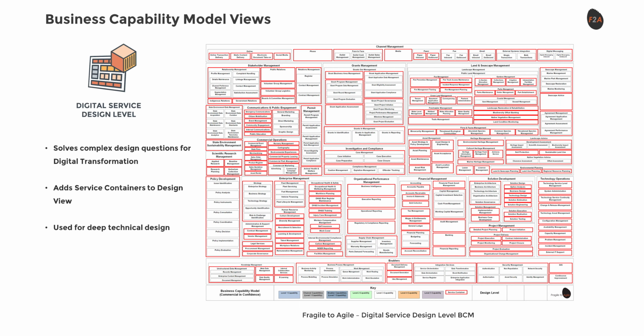Fragile to Agile capability models, because of the rigor we applied to their development, uniquely support the development of one further, more detailed design model, what we call a digital service design model. This level adds service containers to the model to answer the key deep design considerations for a digitally transformed organization. For example, what is the right granularity for a service? Where does the boundary between process design and service design lie? This level of the model turns answering these questions from an obscure art form to an engineering exercise.